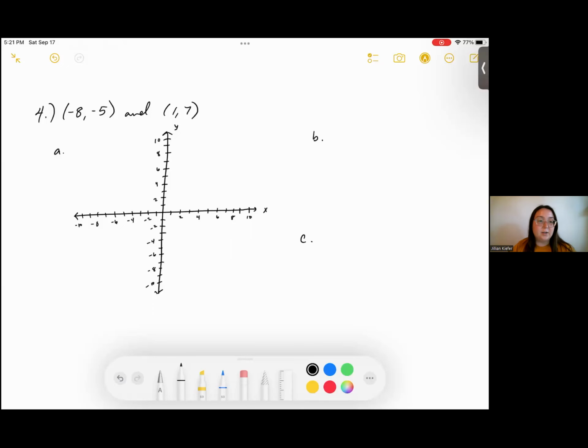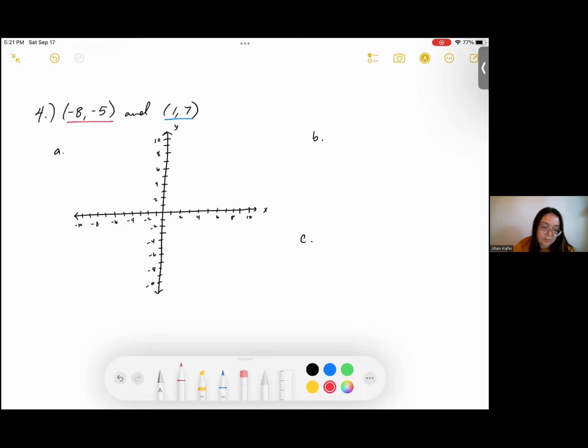All right, so here we are. We have problem 4. We are plotting the 2 points on a coordinate plane, and then we're finding their distance and midpoint. So looking at our points here, we have our coordinate plane that I drew in. We're going to draw the first point in red and the second in blue. So starting with the first one, we have -8, -5. We're going to find the value of -8 first on the x-axis and then go down to -5.